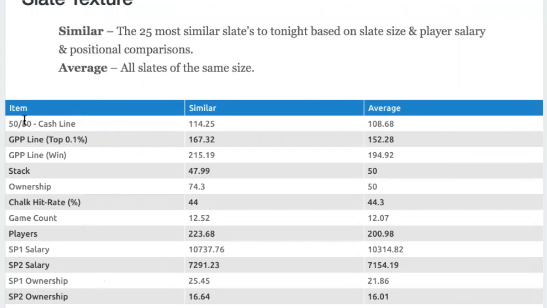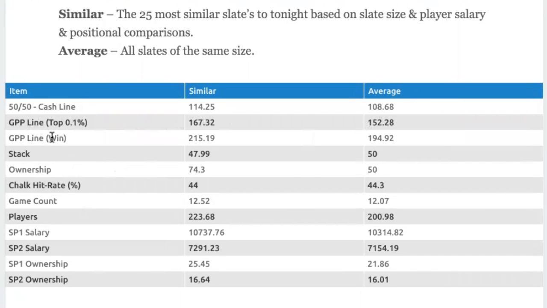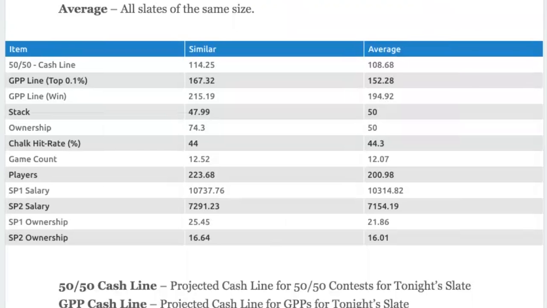We give you the cash line for 50-50s and double-ups. We give you the GPP line, and we're calling this the top 0.1% of entries and what they averaged. We also look at the win, the number one ranked entry for GPPs, and what the average was there. Obviously, it's a lot higher than what you're seeing in the others. Then below that, we have a bunch of numbers.